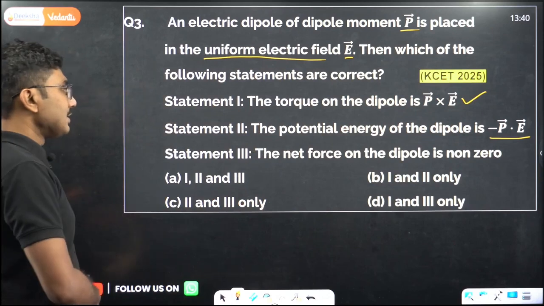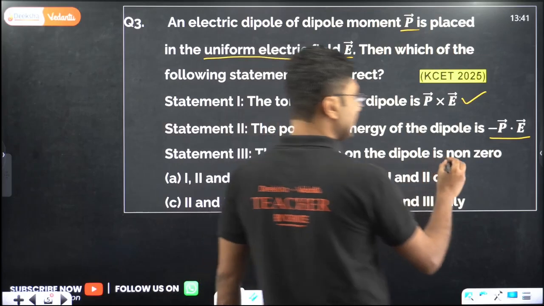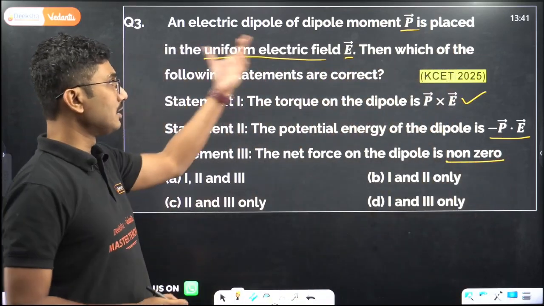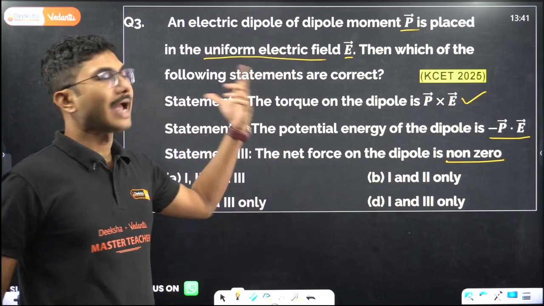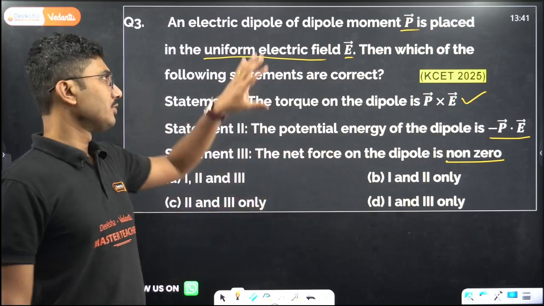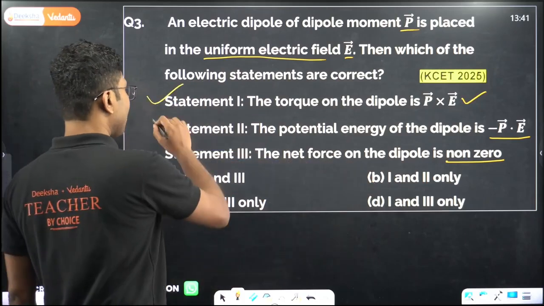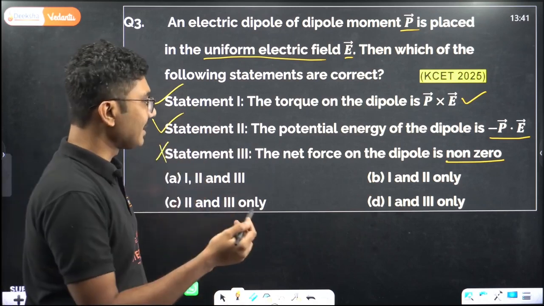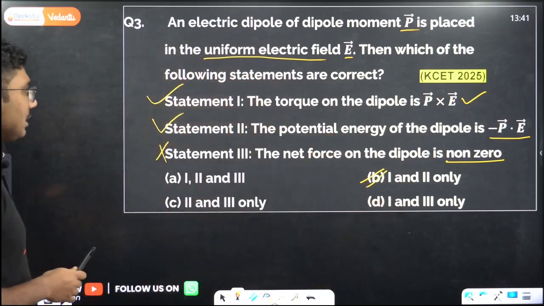Statement number 3. The net force on the dipole is non-zero. This is a very important part. The net force acting on the dipole is 0 because the field is uniform. It is basically a mixture of chapter 1 and chapter 2. So net force acting on a dipole in a uniform field is 0. In a non-uniform field it is not 0. Here the field is uniform, so force will be 0. So this is an incorrect statement. Okay, so the correct statements are statement 1 and 2 only.